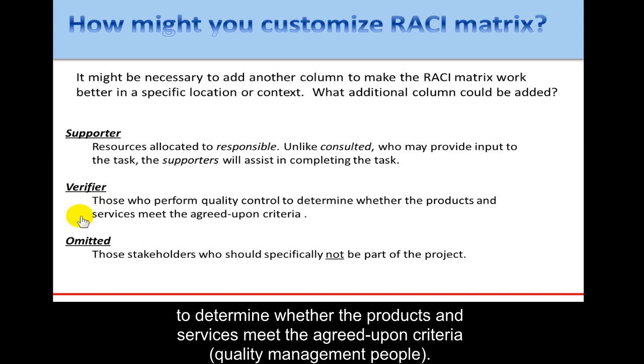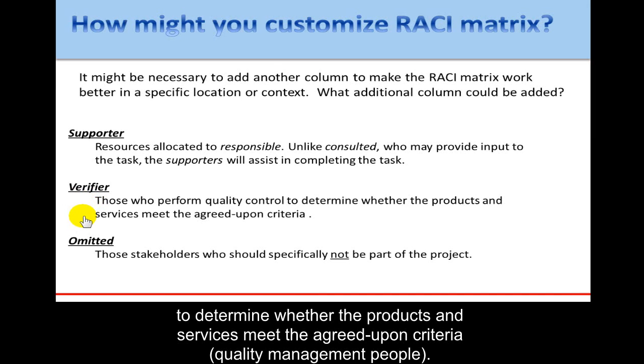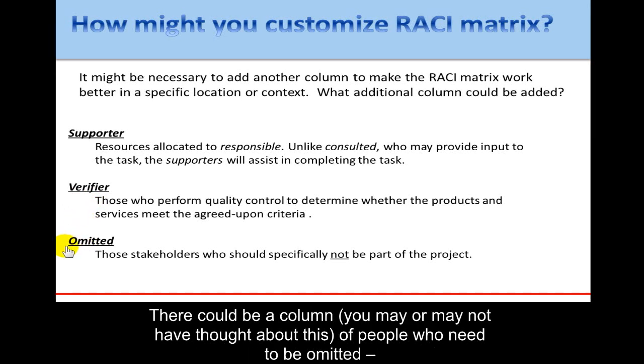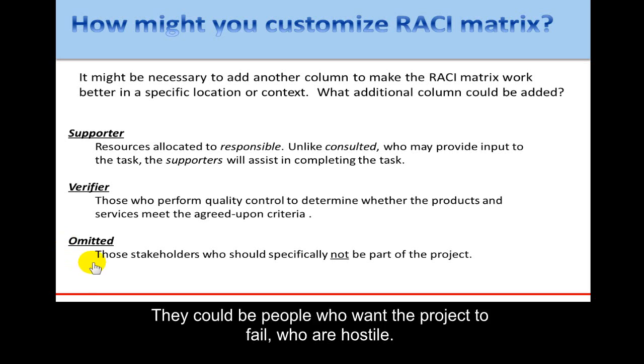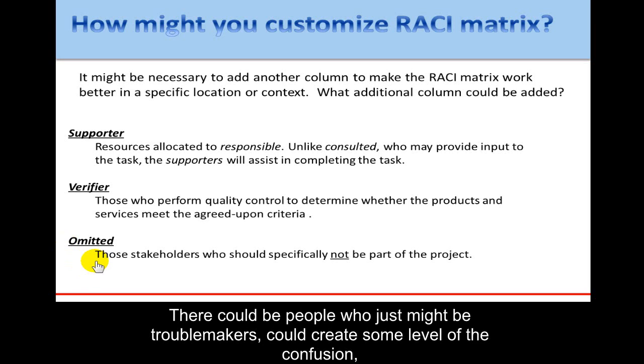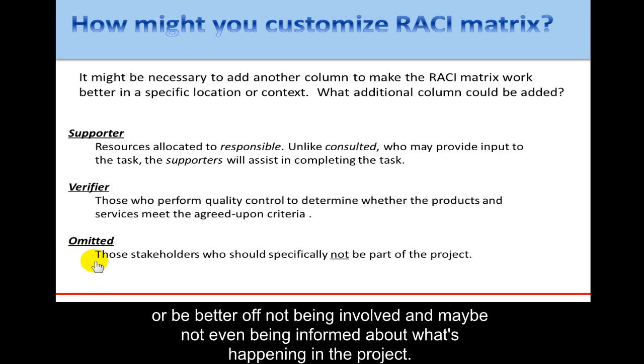So they're kind of the quality management people. And then there could be a column, and you may or may not have thought about this, of people who need to be omitted. Those stakeholders who should specifically not be part of the project. They could be people who want the project to fail, who are hostile, or people who just might be troublemakers or could create some level of confusion, or would just be better off not being involved, or maybe not even being informed about what's happening in the project.